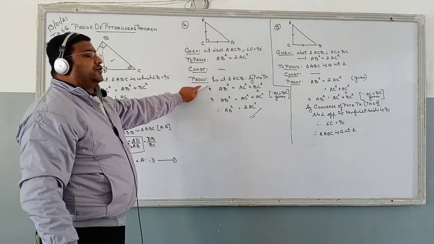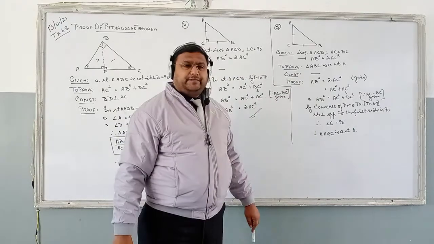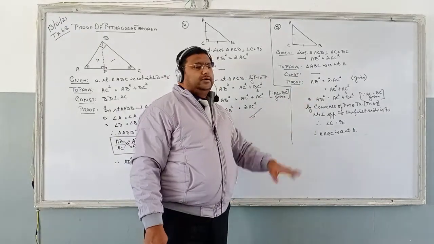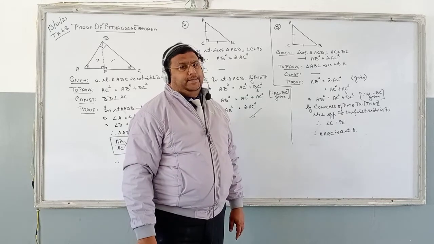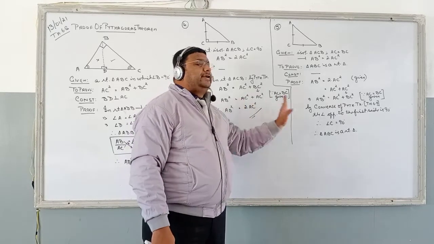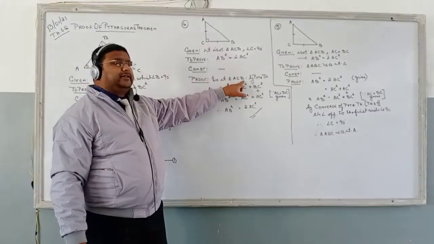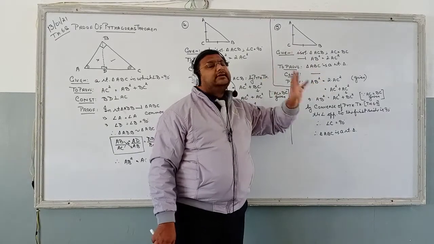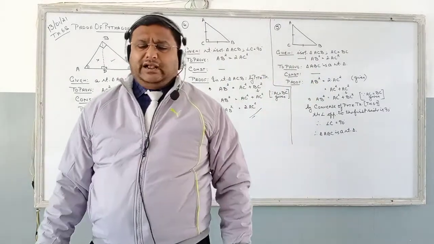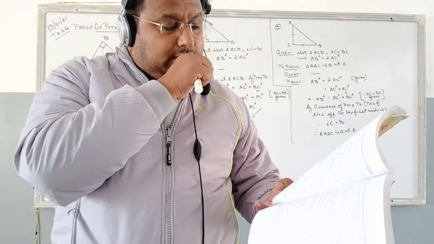First was application of Pythagoras theorem. Second was application of converse of Pythagoras theorem, which we did not prove, but we have applied, we have studied it. Both these questions are related to each other. You can see in this it was a right angle triangle, so we applied Pythagoras theorem. Here it was not a right angle triangle, so we did not apply Pythagoras theorem. Clear? So these are the kind of questions that are asked in the exam.